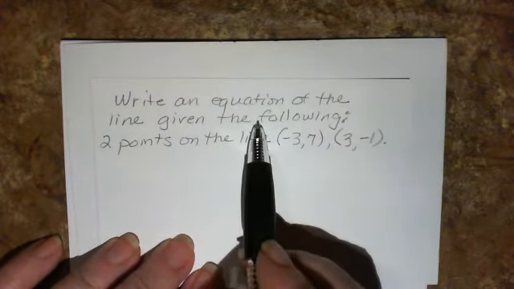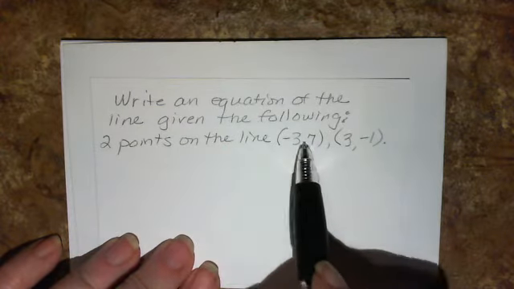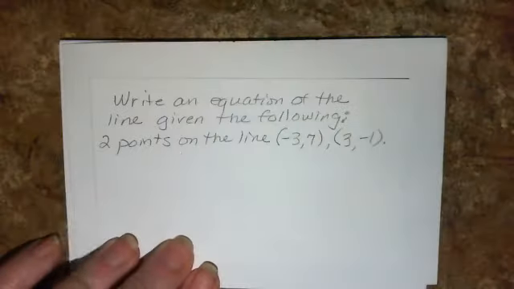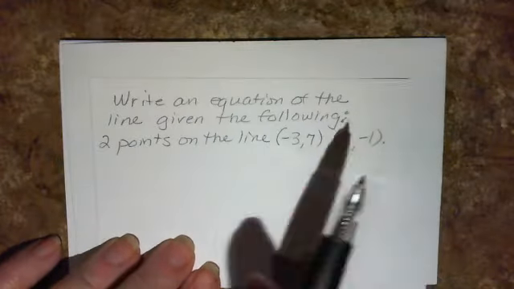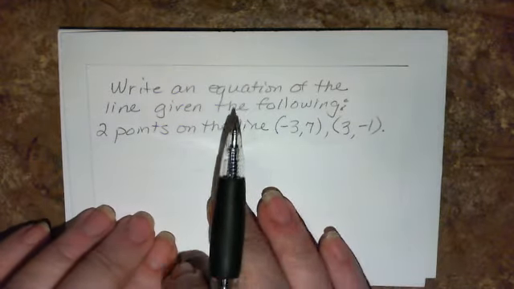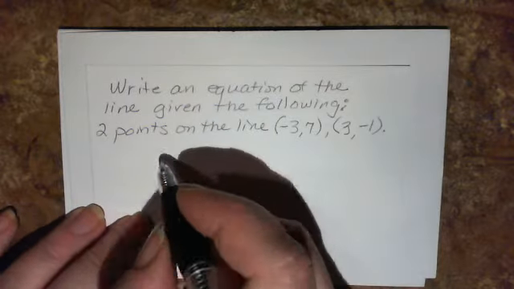Okay, write an equation of the line given the following. This time we're only given 2 points on the line, so we don't know the slope. Earlier we found the slope from 2 points, so that's our first move. Whichever way we choose to proceed from there, first we have to find the slope.